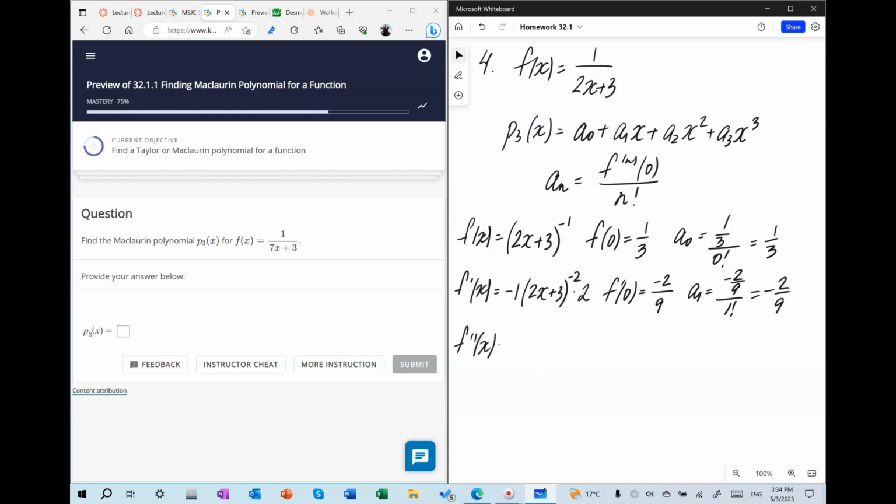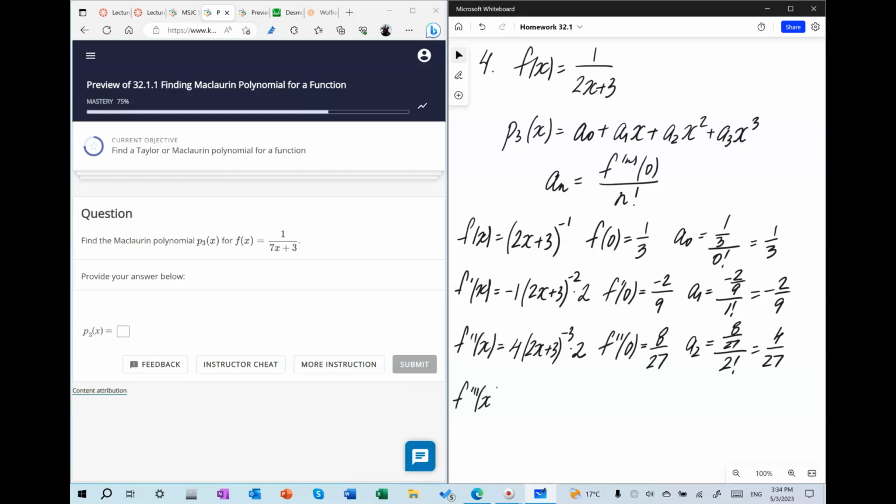The second derivative will be 4 times (2x plus 3) to the power negative 3 times 2, by the chain rule. The second derivative at 0 will be 8 over 27. So the second coefficient will be 8 over 27 over 2 factorial, so it's 4 over 27.